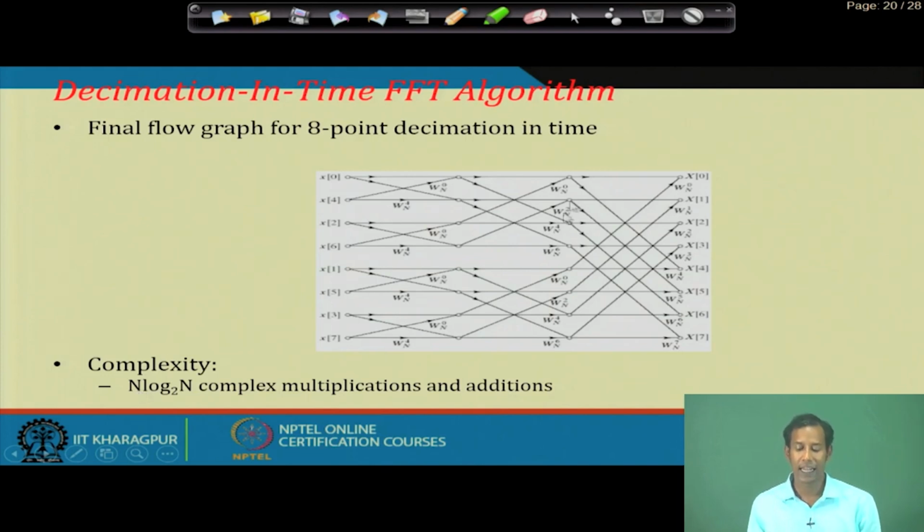What is this n? N is the number of points, that means n point DFT or n point FFT that we require. In this particular case, as we have considered an 8 point FFT, the complex multiplication and addition requirement will be 8 into log 2 base 2 of 8, that is 24 complex multiplication and addition operations. Each of these requires a multiply and accumulate operation.